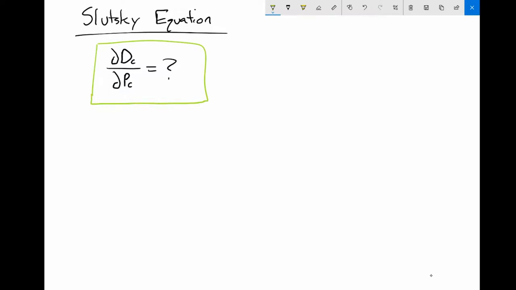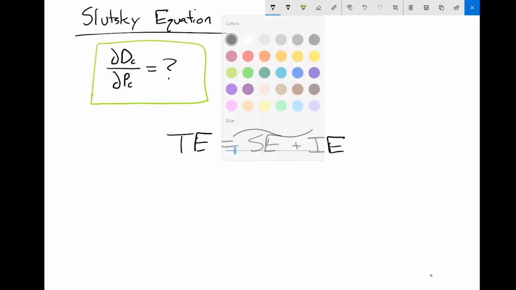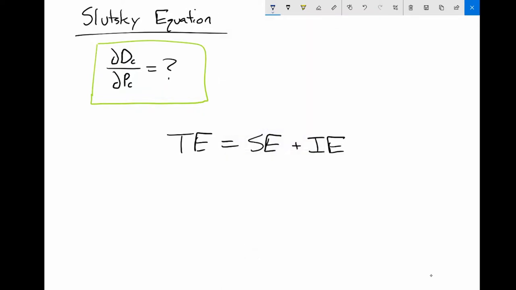We've talked about in the last lecture that the total effect of a price change is equal to the substitution effect of a price change plus the income effect of a price change. The total effect is the derivative of demand for coffee with respect to price. So what we're going to fill in is the mathematical expressions for the income effect and the substitution effect. That's the goal for today, to write a mathematical expression that will illustrate this. But we need to fill in some background or foundation first. Okay, so this is the goal for today.